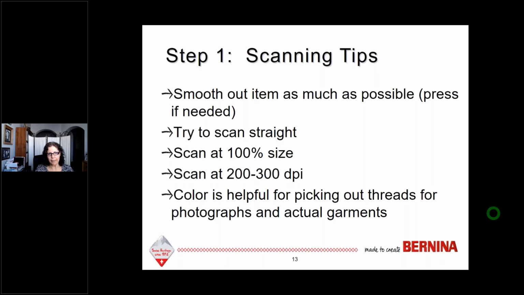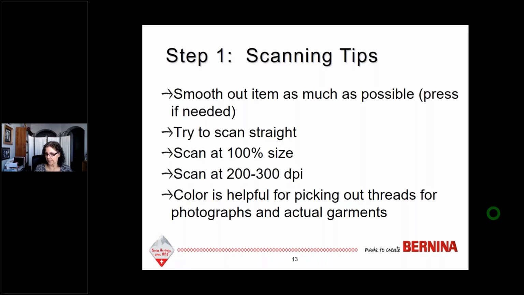Now, in terms of color or black and white, we have choices in how we scan. Color is helpful if you're scanning a colored item, and it's helpful for picking out thread colors, for example. So if you've got an actual photograph of a garment that you bring in, or a screen capture from a catalog, it's helpful to scan in color. If you are using a black and white or grayscale image, then I would set my scanner to black and white. Scanner software will vary, so you'll have to look at your scanning software to determine how you set these different things.